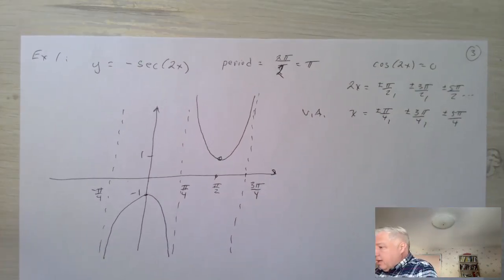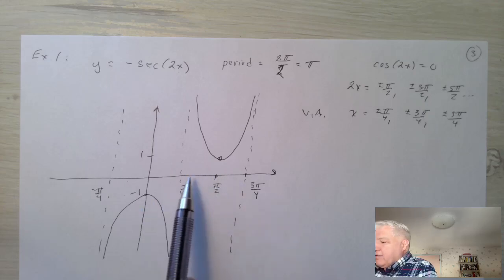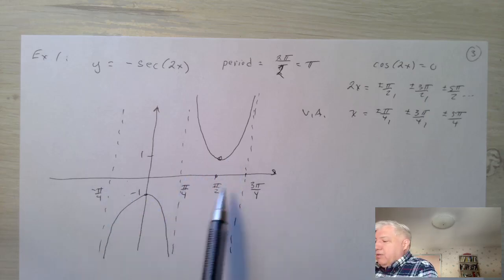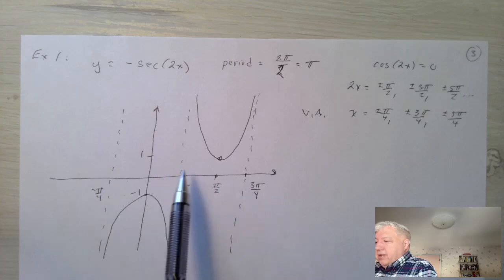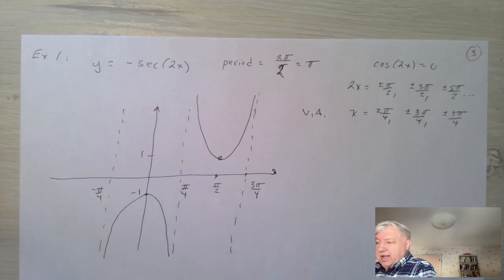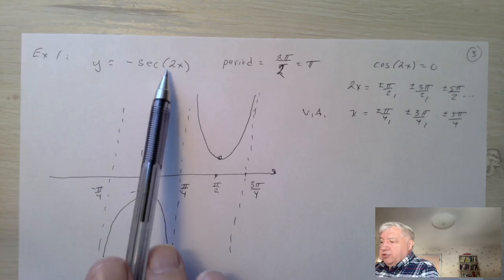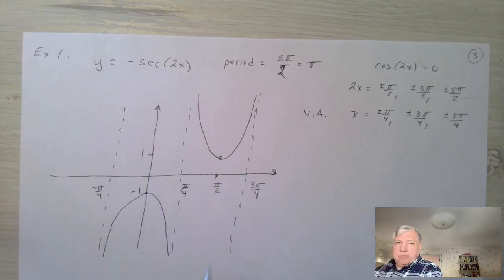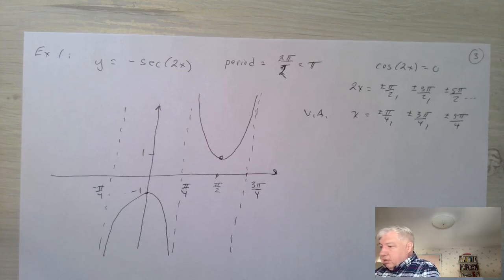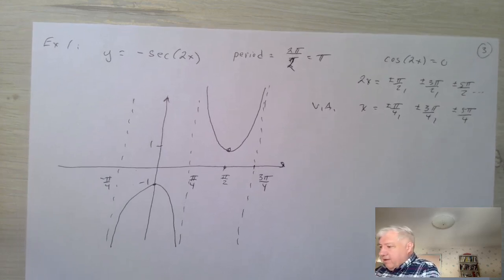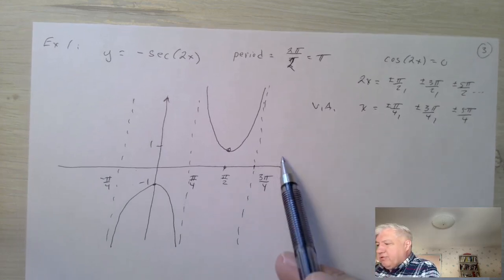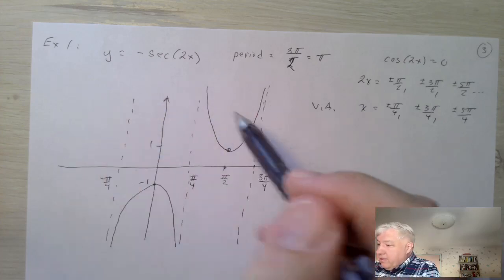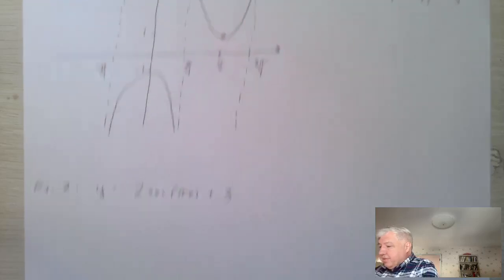And so you can see the range is going to be all the same as the secant of x, because this 2 doesn't really affect that. And then this just repeats. If you want to draw a few more cycles, obviously this would be repeated here, and this one would be repeated over here.